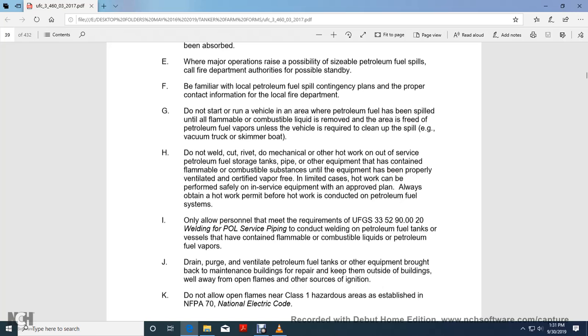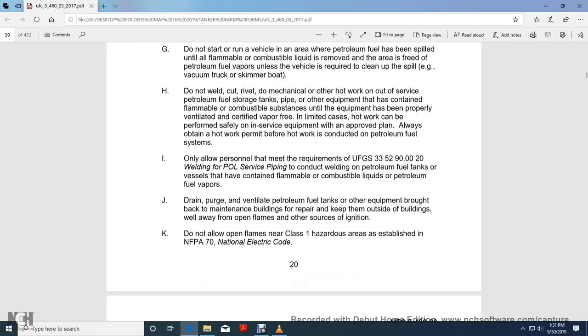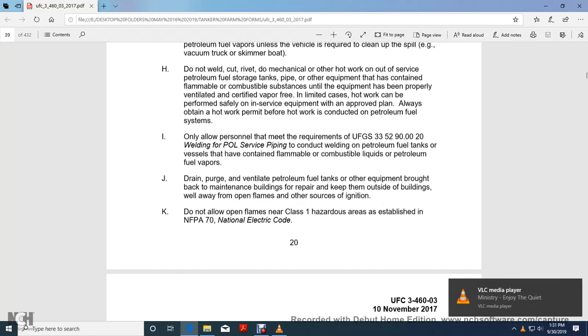Always obtain a hot work permit before hot work is conducted on the petroleum fuel system. Only allow personnel who meet the requirements of Unified Facilities Guide Specification 33 52 90.00 20, Welding Petroleum, Oil, and Lubricant Surface Piping, to conduct welding on petroleum fuel tanks or vessels containing flammable or combustible liquid petroleum fuel vapors.